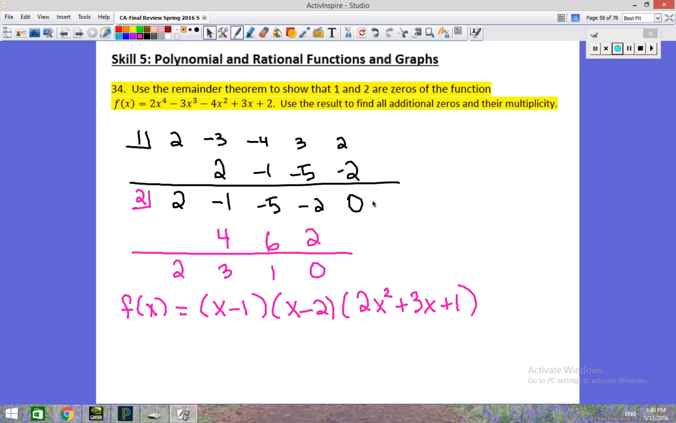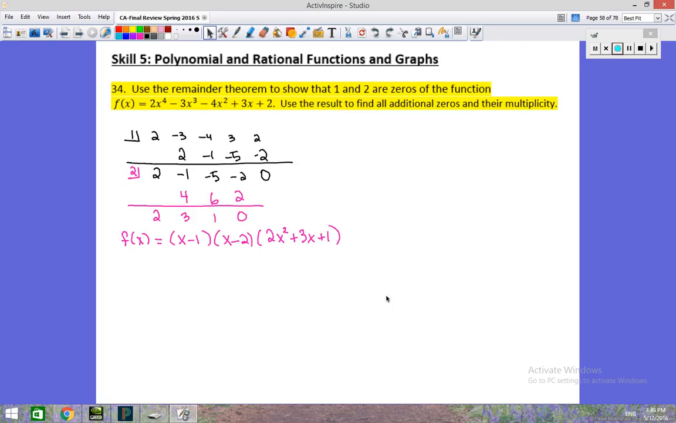If I can't factor that, then the quadratic formula can tell me what the zeros are, because it wanted me to use this result from this synthetic division to find all additional zeros. We've already got 2 of them that were given, 1 and 2. This quadratic might provide 2 more. It could be that one of them is repeated. So let's factor it and see. Alright. We've got x minus 1 already, x minus 2 already.